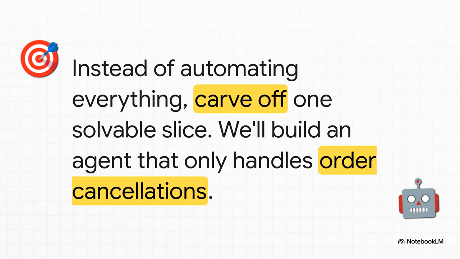Now, you might be tempted to build one giant agent that does everything, but trust me, that is a recipe for disaster. The really smart move here is to scope the problem way down. We're just going to carve off one single, manageable, solvable slice. We'll build an agent that does one thing and does it really, really well: handle order cancellations. This makes sure we build something valuable and we do it fast.